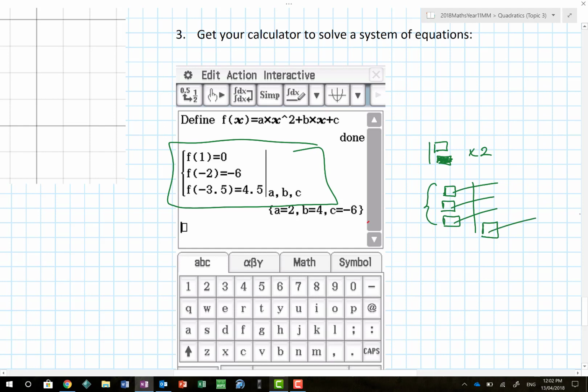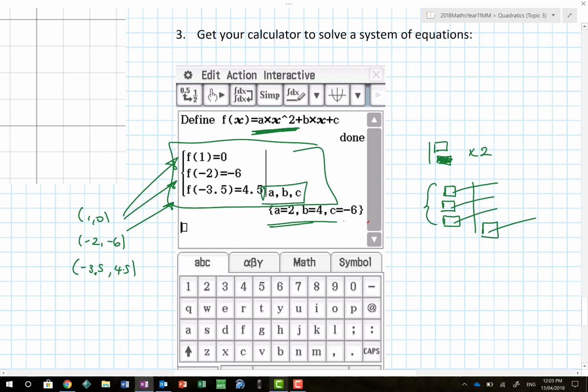Because the coordinates they gave me were (1, 0), (-2, -6), and (-3.5, 4.5), I've just used the information I did a moment ago to say f(1) equals 0, f(-2) equals -6, and f(-3.5) equals 4.5. And because we are using this equation here, we're trying to find our values of a, b, and c, you have to put here a, b, c.